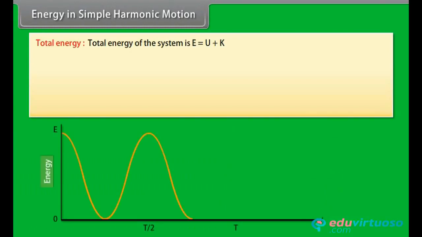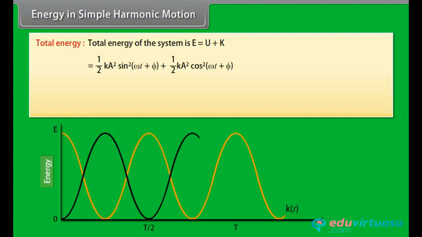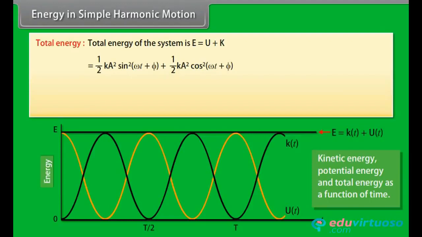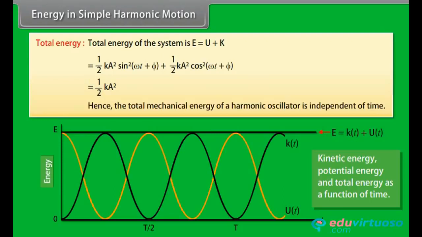Total energy. The total energy of the system is E = U + K = ½kA² sin²(ωt + φ) + ½kA² cos²(ωt + φ) = ½kA². Hence, the total mechanical energy of a harmonic oscillator is independent of time.